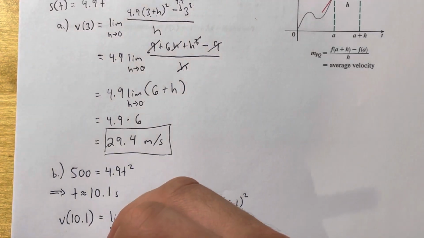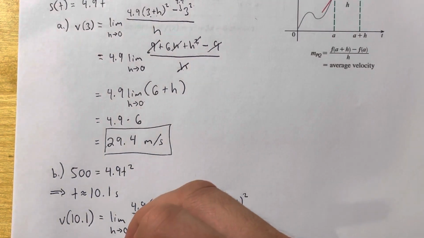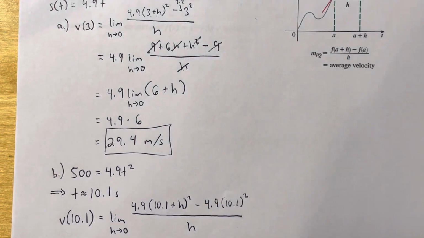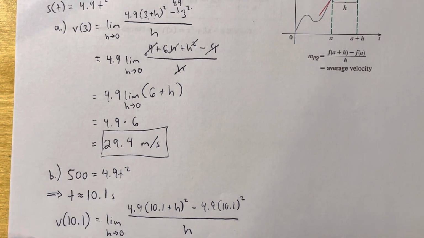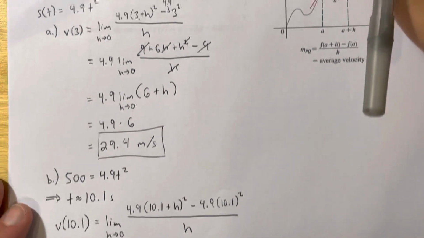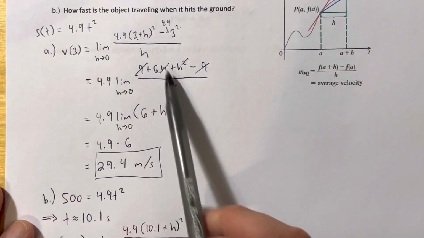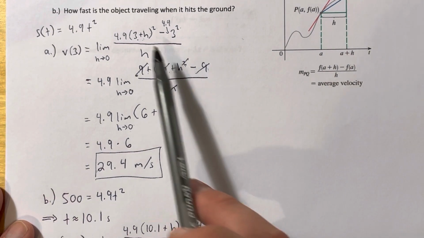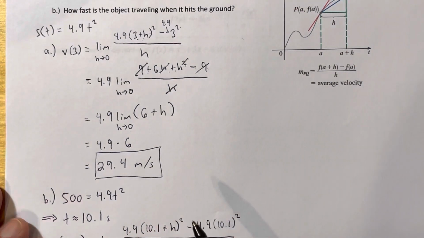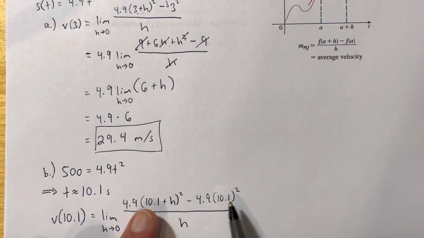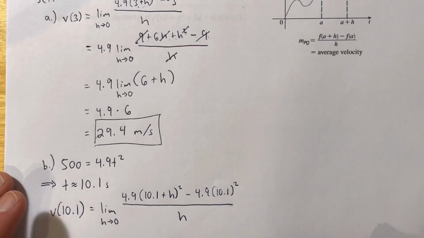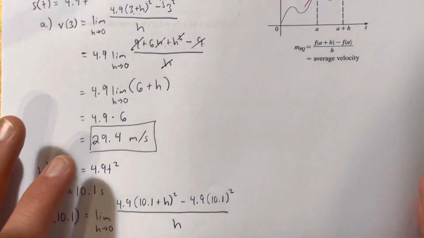So I know a few things are going to happen. For one thing, I can still factor that 4.9 out: 4.9 times the limit as h approaches 0. And now I'm going to look at some patterns here to see if I can eliminate a lot of unnecessary work. After I expanded this out, I ended up with 9 plus 6h plus h squared minus 9. These two constants ended up canceling each other out. And it's not hard to see that the same thing will happen here. When I expand this, I'm going to get a 10.1 squared, and here I'm going to end up with a minus 10.1 squared. So those constants are going to cancel out. I don't need to actually evaluate 10.1 squared to know that that's going to happen.